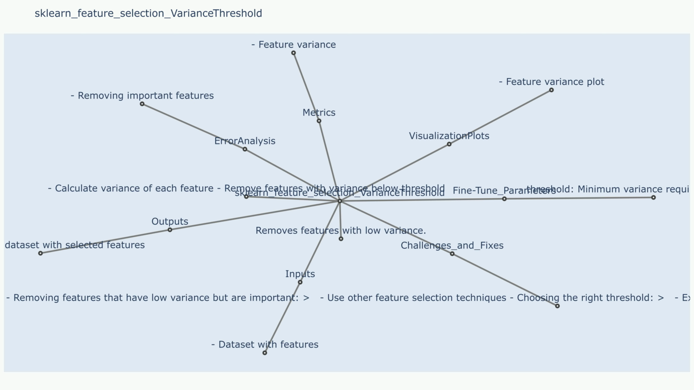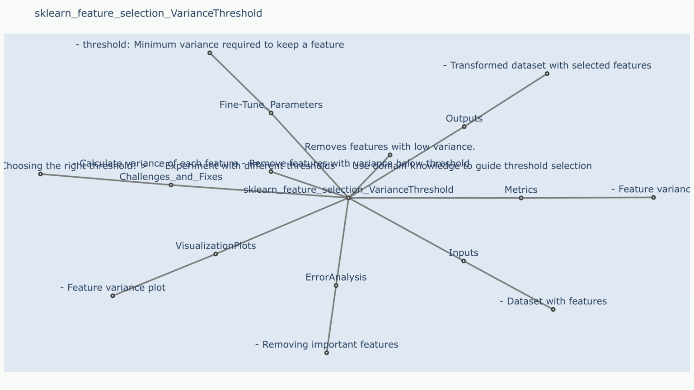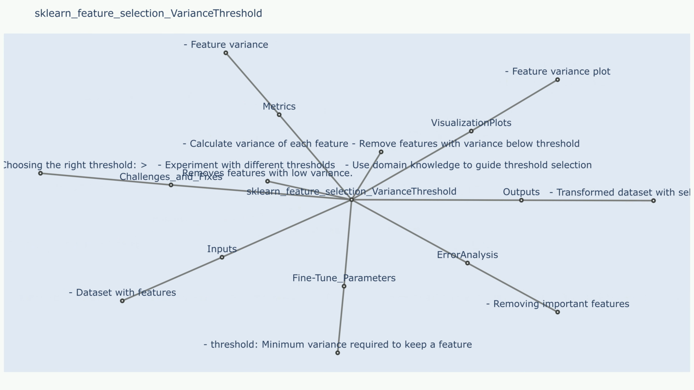sklearn.feature_selection.VarianceThreshold. Description. A feature selection method that removes all features whose variance doesn't meet a certain threshold. It's a simple yet effective way to remove features that are constant or near constant, as they provide little to no information for the model.